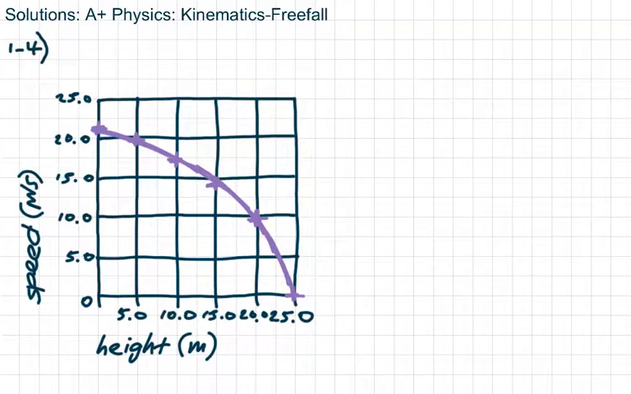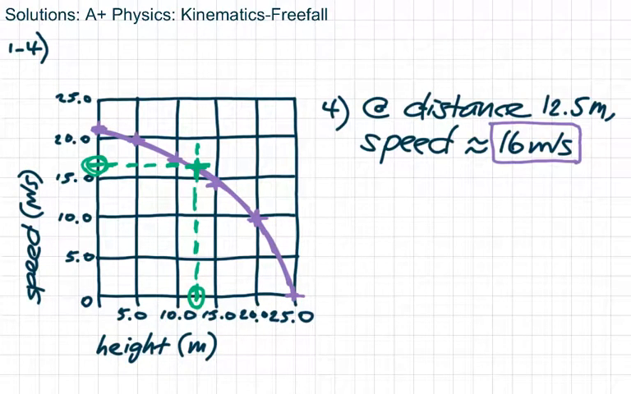And number 4 wants you to use the curve that you just drew. It says, what's the speed of the mass after its vertical distance that it fell is 12.5 meters. So look up 12.5 meters on the x-axis and see what the speed is according to your graph. There's 12.5. See where it hits on the y-axis. And it hits on the y-axis right about there, just above 15. That's looking like maybe about 16 meters per second based on my graph. The official answer key says 15.5, so I would say 16 is close enough.